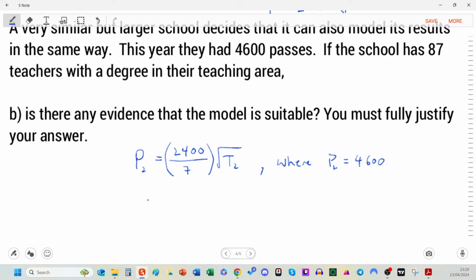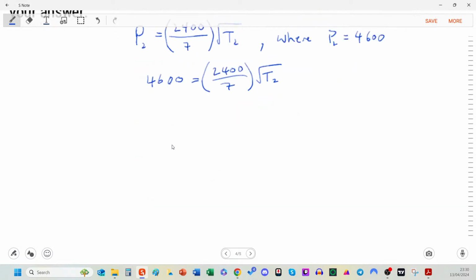Something will be found tonight. 4,600 is equal to 2,400 over 7. That's not a 6, I'm sorry, let's change that. That's called writing too fast. All over the... the thing that we want to know is how many teachers does the model predict that this school should have? They shouldn't have any business saying they should use the model if it comes out to being unreasonably different from how many they do have.